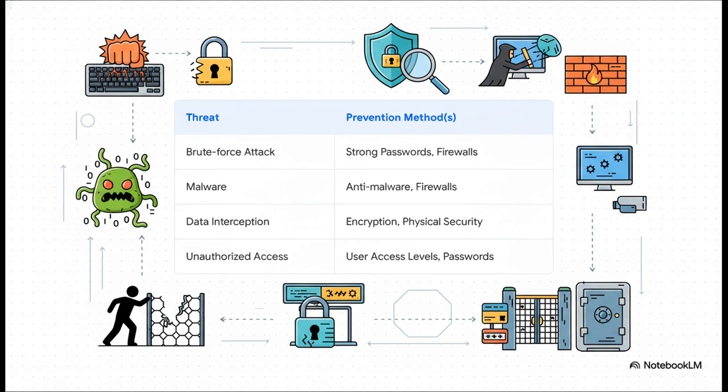In your exam, they're going to ask you to link a specific threat to a specific way of preventing it. If you see the words brute force attack, your brain should immediately think strong passwords. If the question is about stopping data being stolen while it's in transit, encryption should be the first word you write down. Making these direct connections is exactly what the examiners are looking for.